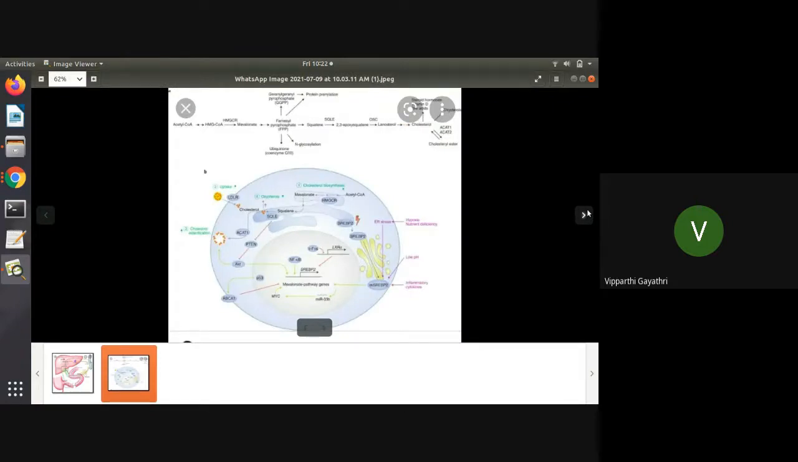Sterols are synthesized from the 2-carbon building block, acetyl-CoA. The soluble enzyme acetyl-CoA thiolase interconverts acetyl-CoA and acetoacetyl-CoA, which are then condensed by 3-hydroxy-3-methylglutaryl synthase to form HMG-CoA.